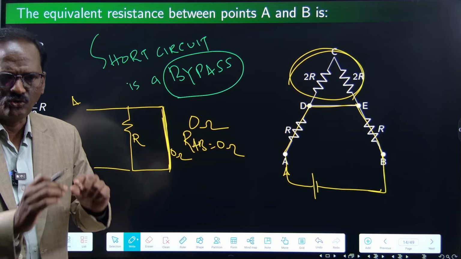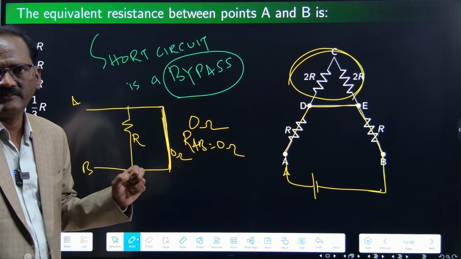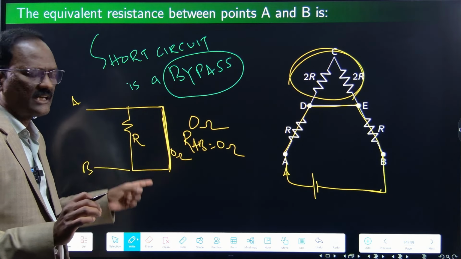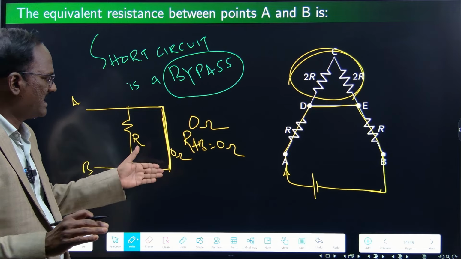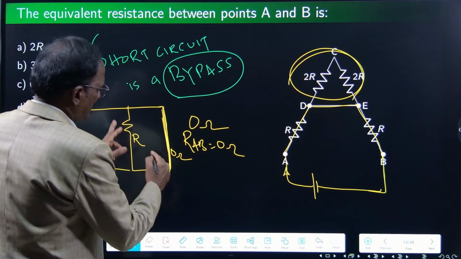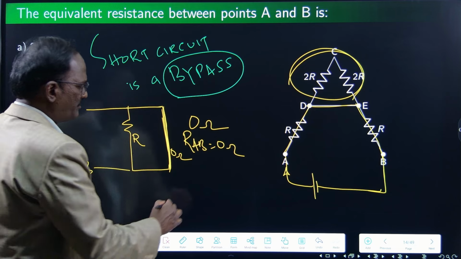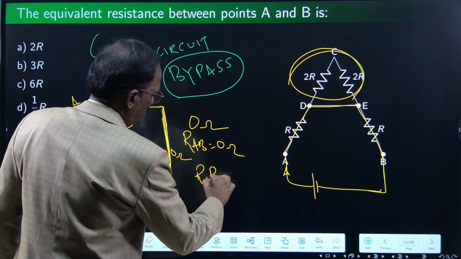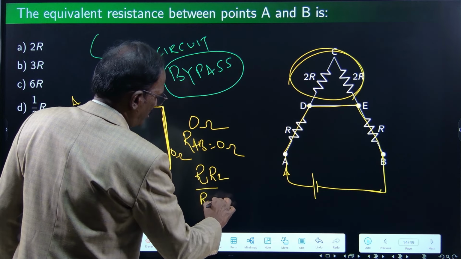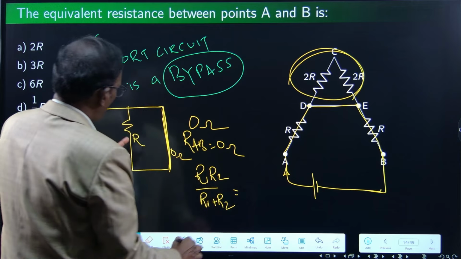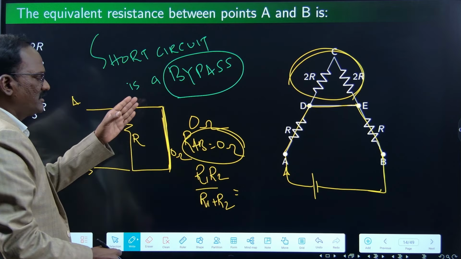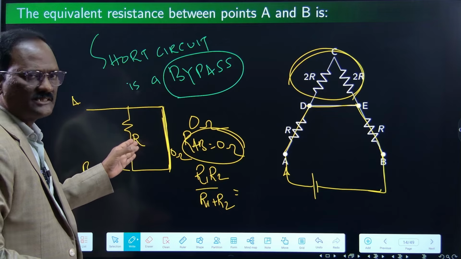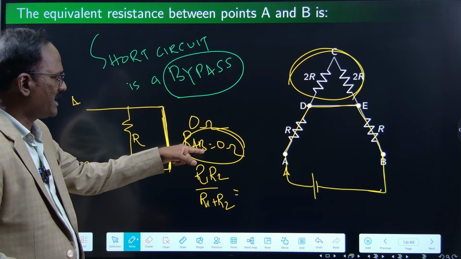Practically there is no wire available in the market which is having 0 ohms, but in our calculation we can consider it as 0 ohms, right? For a parallel circuit, R1 R2 divided by R1 plus R2, so R into 0 divided by R plus 0 will be the answer 0. So if you make one short circuit across a resistor, 0 will be the answer.